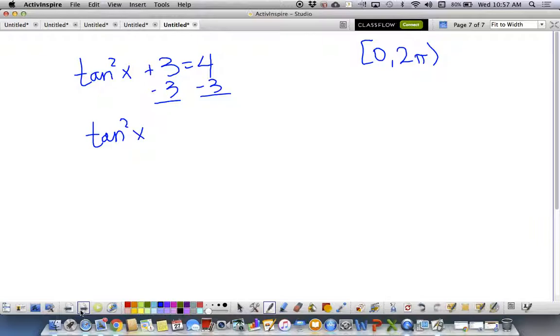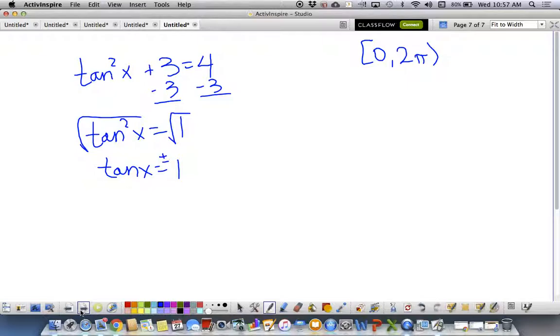So tan squared x equals 1. The big thing you have to remember with this one: when you take the square root, does tan x simply equal 1? When you take the square root of 9, it's 3, but nothing else times itself gives you 9? Negative 3 can also work. So when you take the square root of 1, it should be plus or minus 1, because negative 1 times negative 1 also gives me a positive 1. Okay? So you need to think about that.